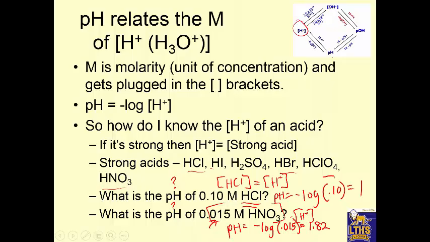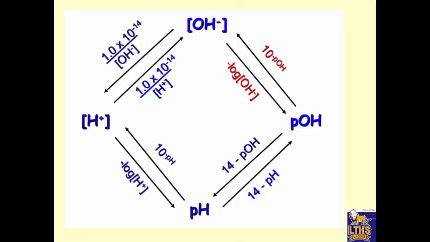So in order to find pH, you just have to take the negative log of the hydrogen concentration. For strong acids, if you know the concentration of the acid and you know it's strong, then you also know the H plus, because all of it turns into H plus. So this diamond is going to help us. We were at this place. We were given this, and we were asked to find pH.